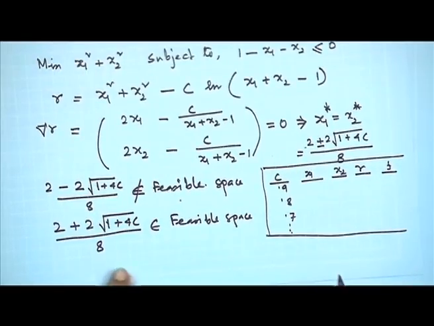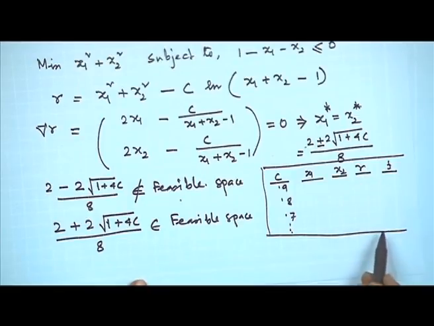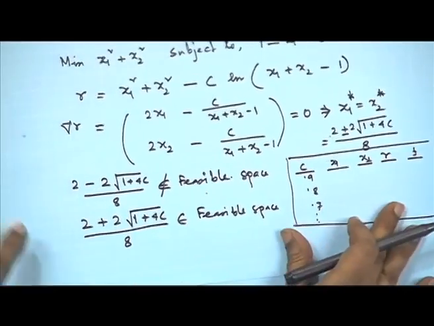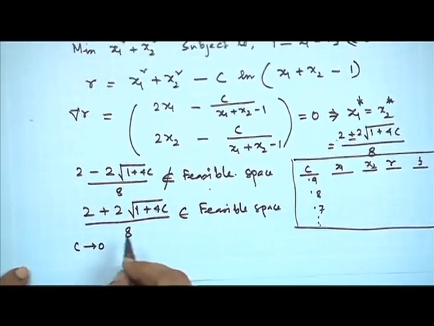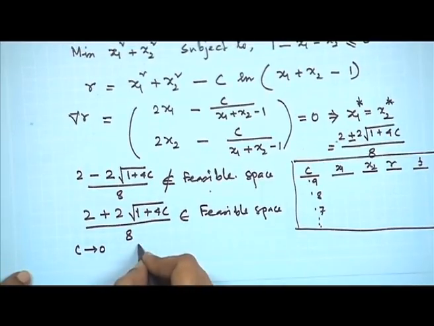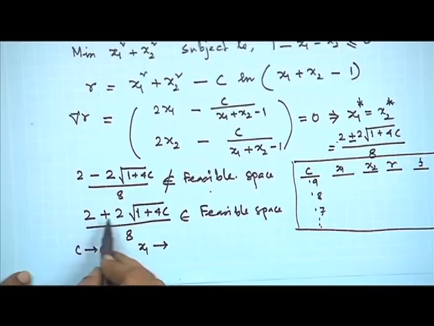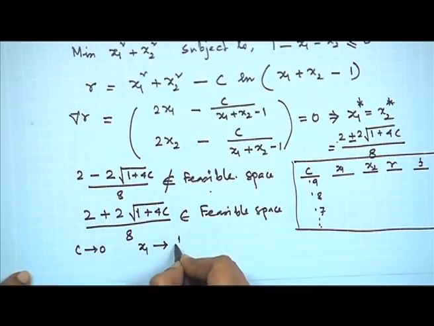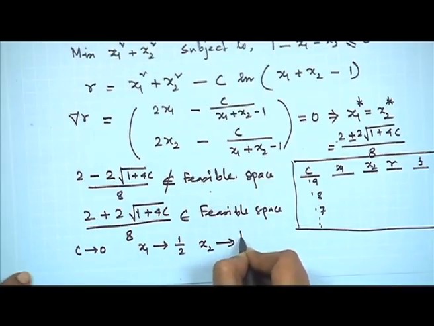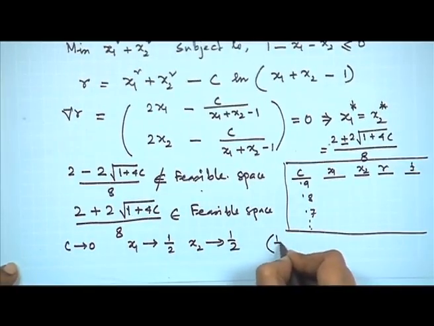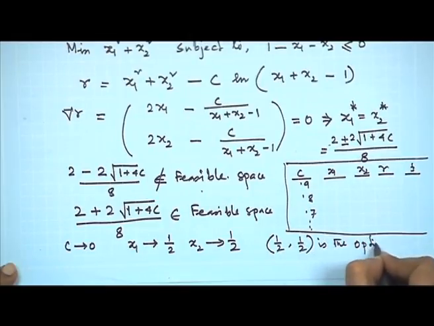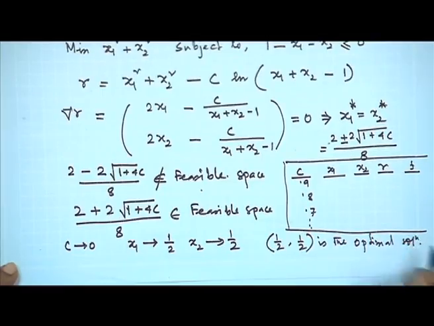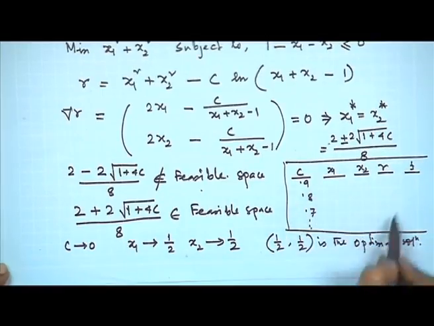Okay, and we will see where the x1, x2 values are converging and the corresponding r value or f will converge; that would be the solution. Okay, the other way we can do is take c tending to 0. If c tends to 0, we see that x1 value will tend to 2 plus 2 divided by 8, that means half. The x2 value is also tending to half. That is why we can declare half, half is the optimal solution. Okay, you will get the same thing through this table as well.